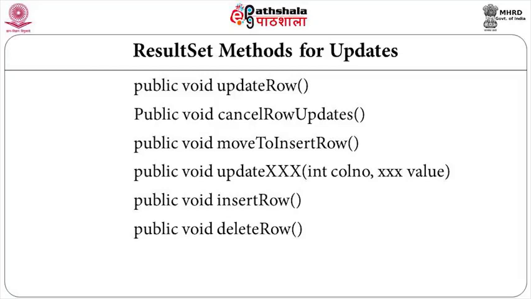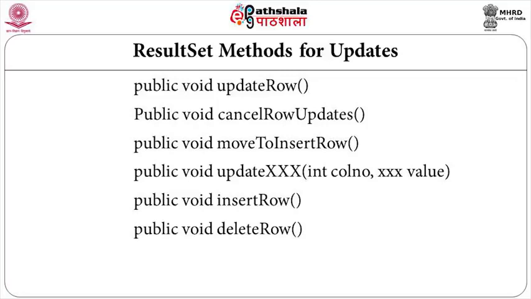So move to insert row is the first method you invoke on the result set. It opens up a blank row, creates a blank buffer for us. Use the update methods now to fill the values in the blank row, and then use the method insert row to have the row inserted. That's the way you use the insert row method. And once the insert row is done, the insert row results in inserting the row.